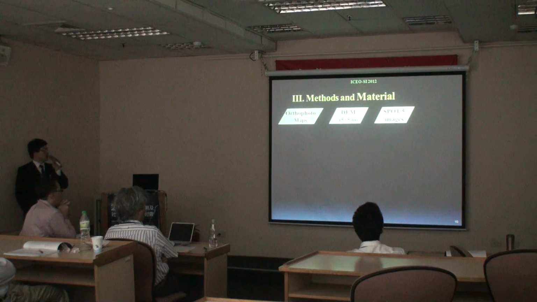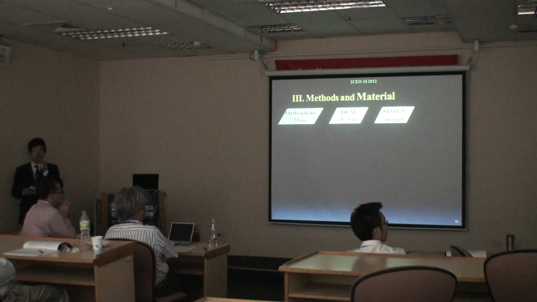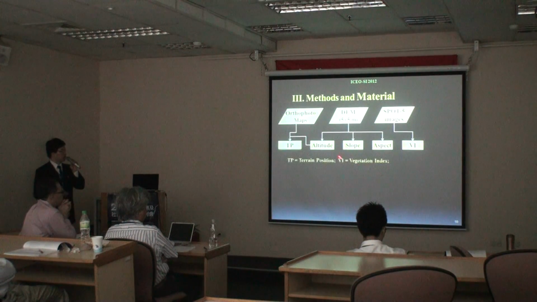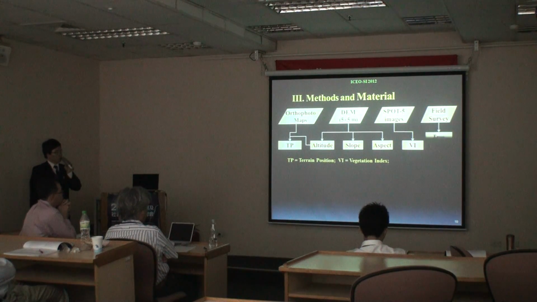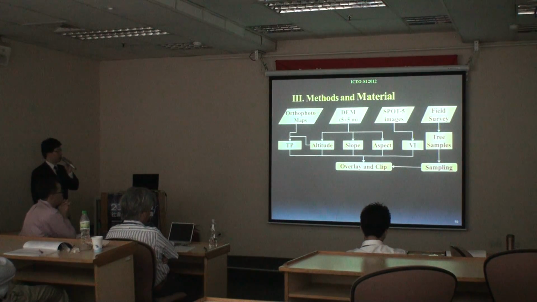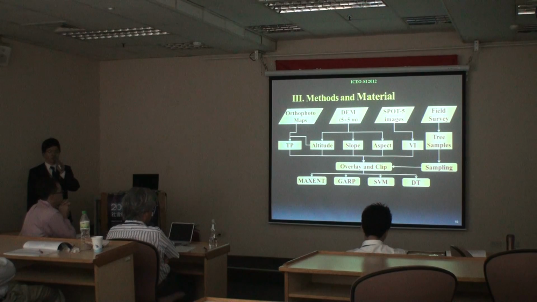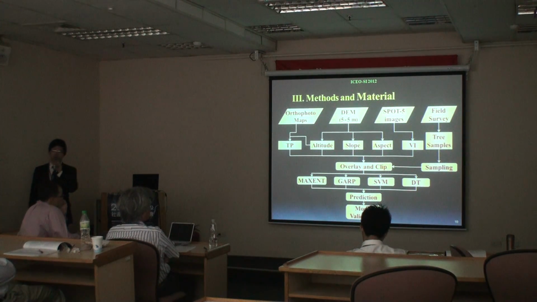The data we used include orthophoto map, DEM, and SPOT images, and then derive the altitude, slope, aspect, terrain position, and the vegetation index respectively. The tree samples were acquired from field survey. Then we overlaid this data and input them into MaxEnt, GAM, SVM, and DT models to predict the potential habitat of LLC, and validate the model by using independent samples in the end.